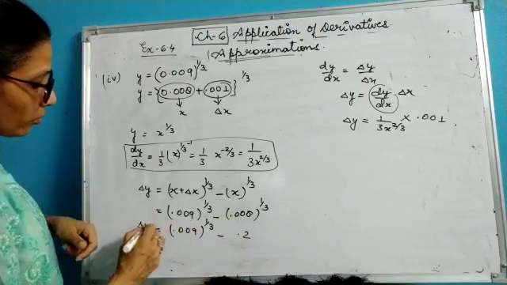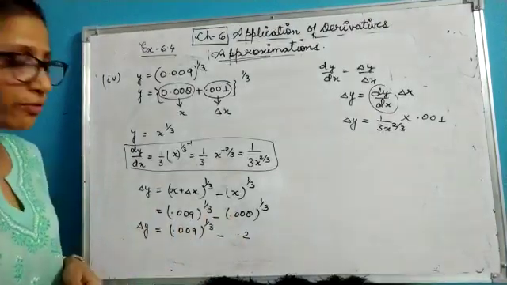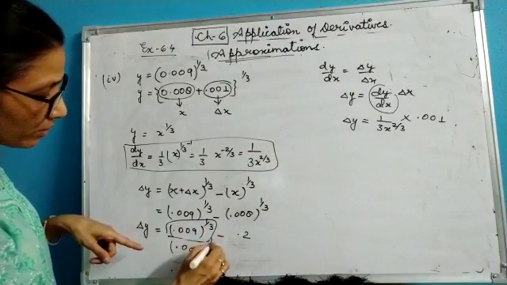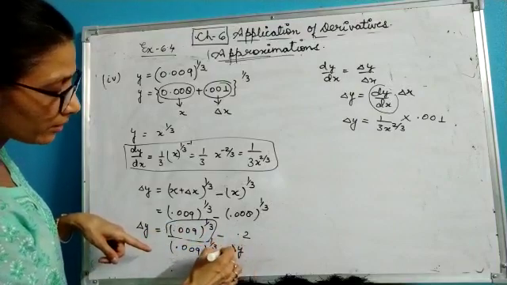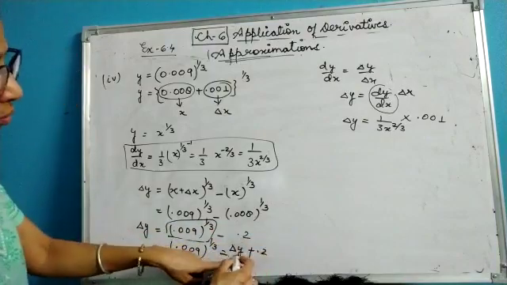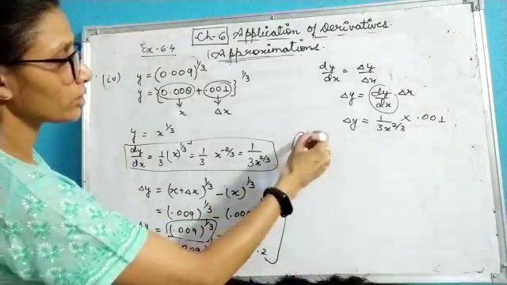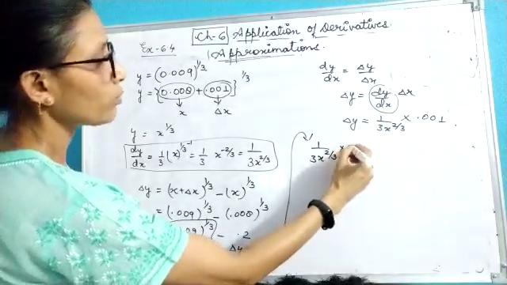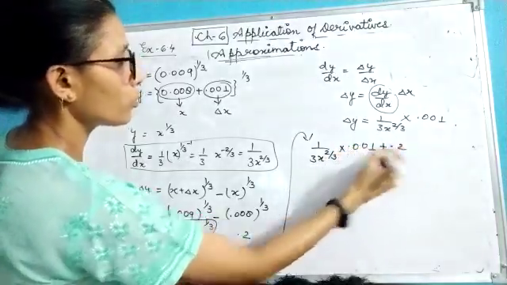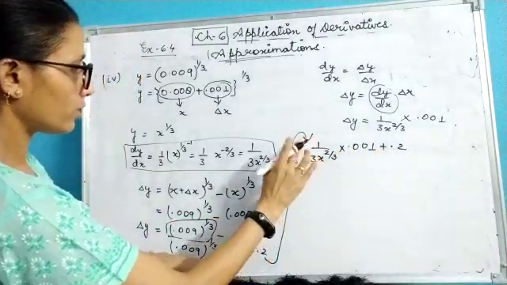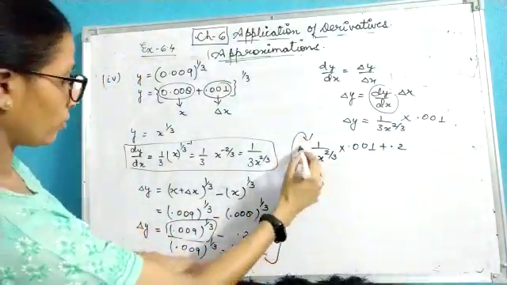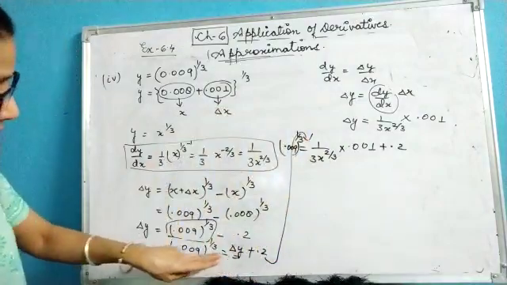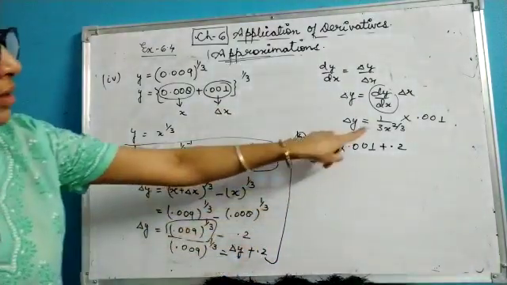Now this is your value of del y, and if you want to find out the value of this, then 0.009 raised to power 1 by 3 will be equal to del y plus 0.2. Now I know the value of del y from here, so I can substitute it here. This can be 1 by 3 x raised to power 2 by 3 into 0.001 plus 0.2. So this is the value of your 0.009 raised to power 1 by 3. I have just substituted the value of del y from here.